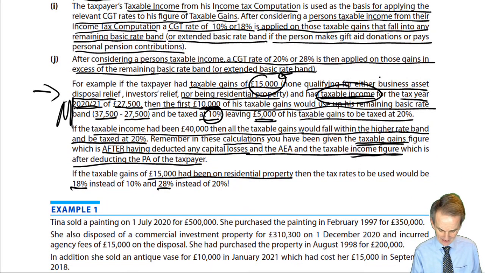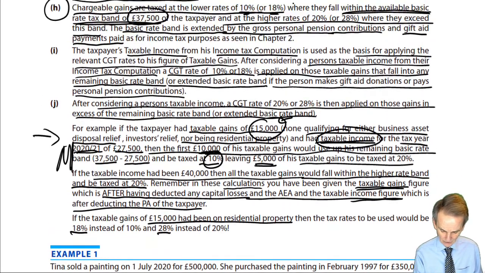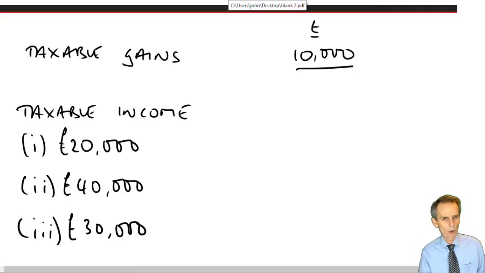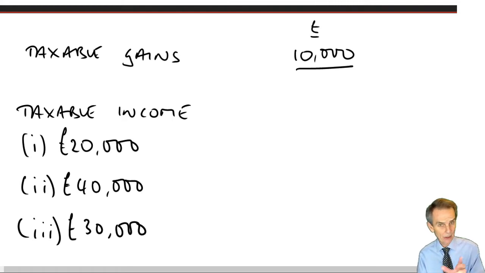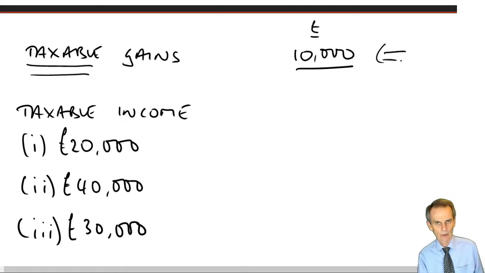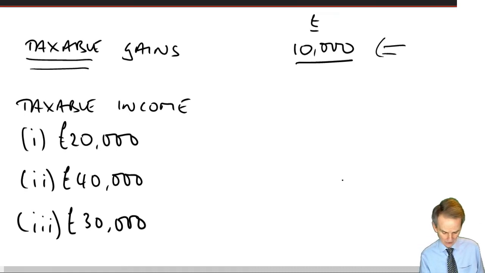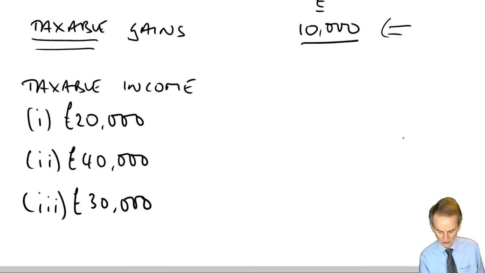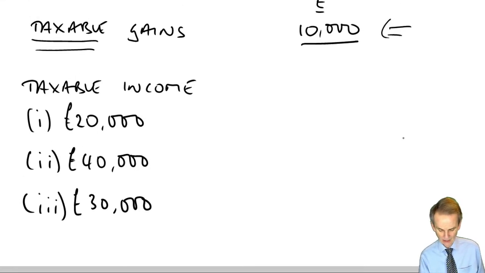Okay. In relation to that, therefore, let's just have a go at some quick examples, just to make sure that you are okay with that. And this is now for you to copy down and therefore also to have a go at here, please. Again, I'm giving you taxable gains. This time, £10,000. Nice round figure. And then I'm giving you three different figures of taxable income, from which then to work out what would be the CGT payable on that £10,000.